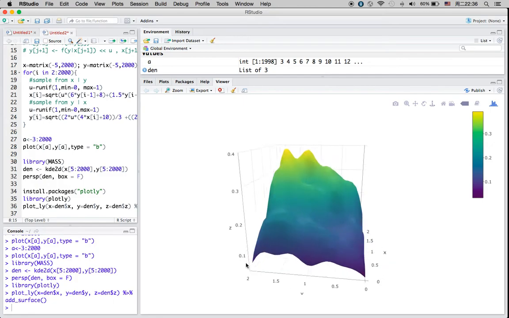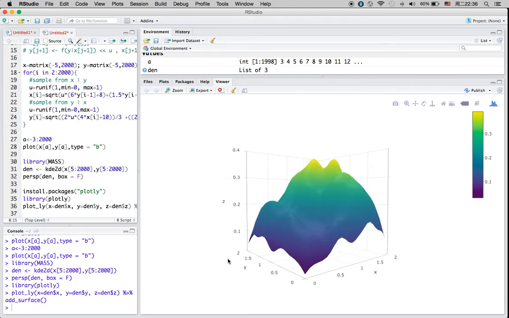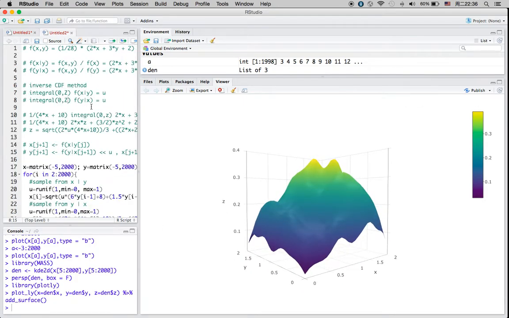So this is how you can use Gibbs sampling, which is another MCMC algorithm, to generate more than one variable. Thank you very much, and let me know if you have any questions.